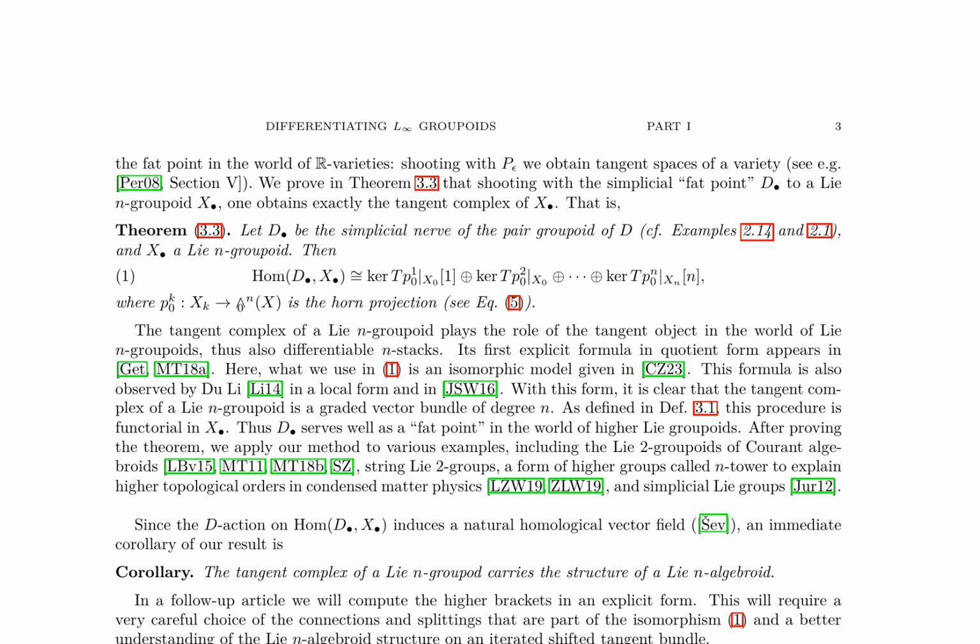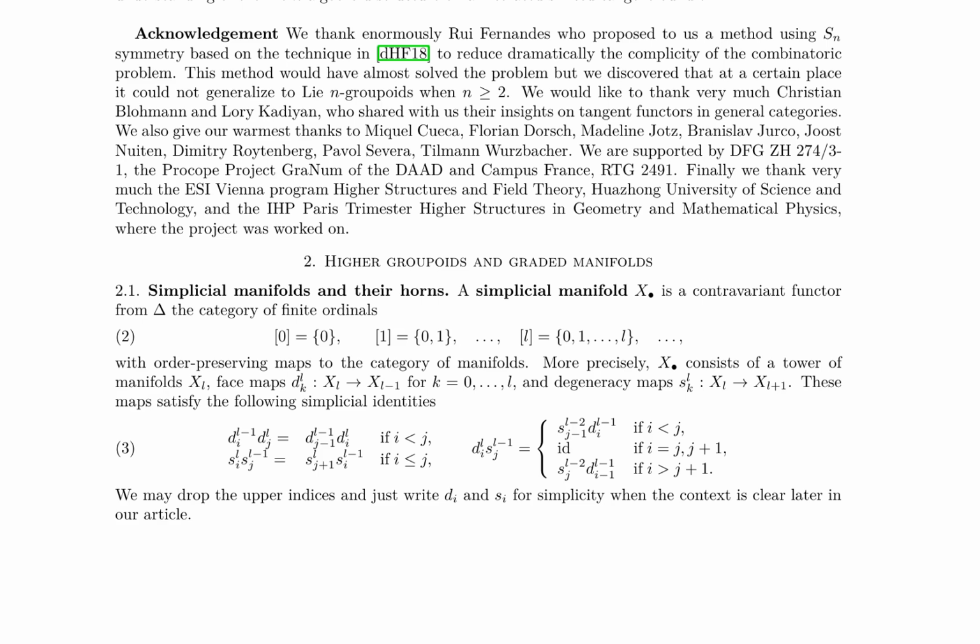The tangent complex is a graded vector bundle of degree n, and its explicit formula is given in terms of a quotient form. The authors also provide a corollary stating that the tangent complex of a Lie n-groupoid carries the structure of a Lie algebroid. The paper applies this method to several examples, including the Lie 2-groupoids of current algebroids, string Lie 2-groups, and the n-tower. Additionally, the authors discuss simplicial Lie groups and acknowledge the contributions of several researchers and institutions.